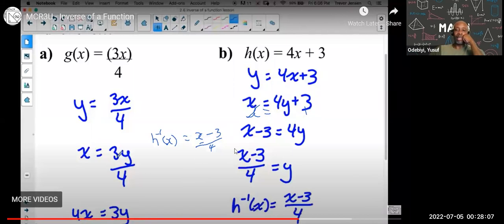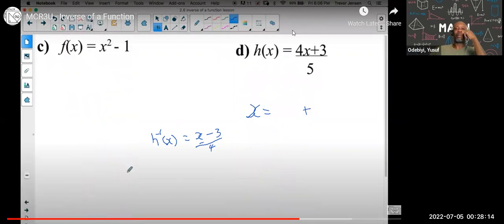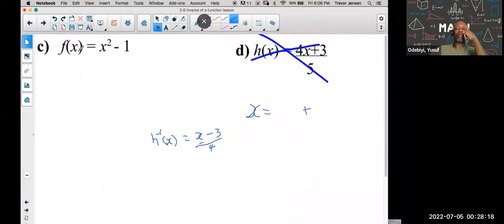Okay, so you see, it's not that hard when you just do that. When you follow those steps, it's not hard. I don't think we need to do that example. That's similar to what we already did.